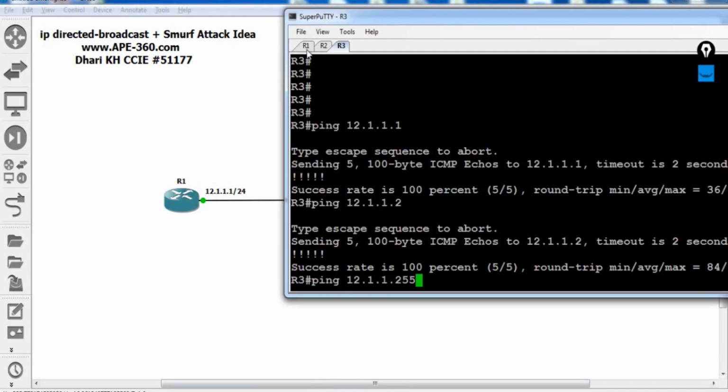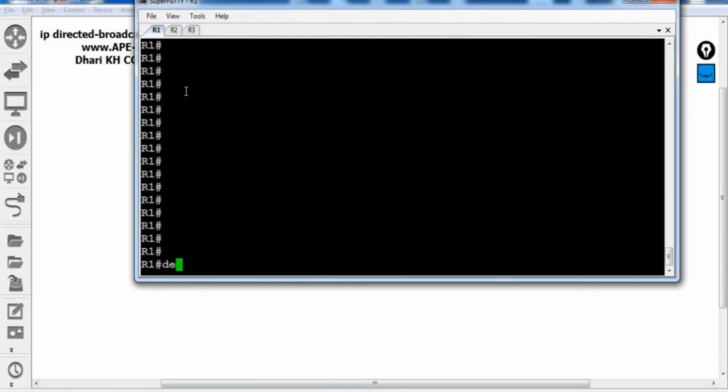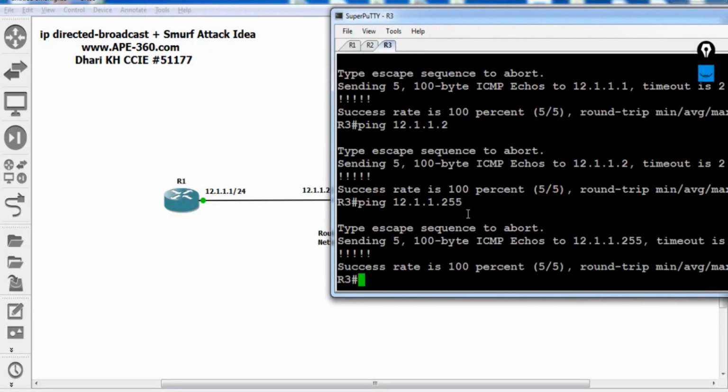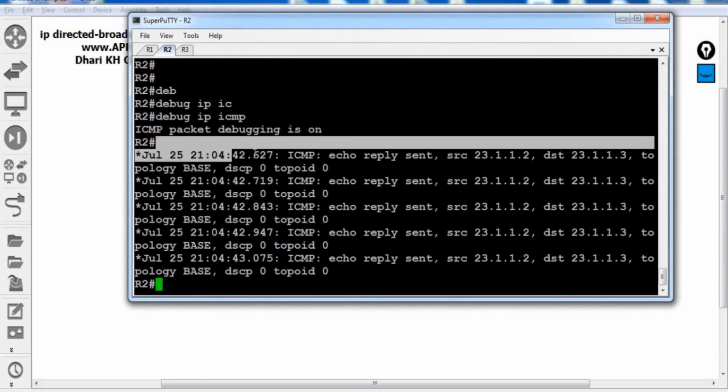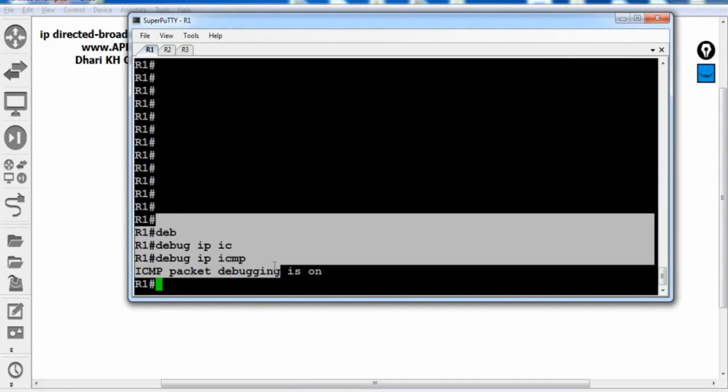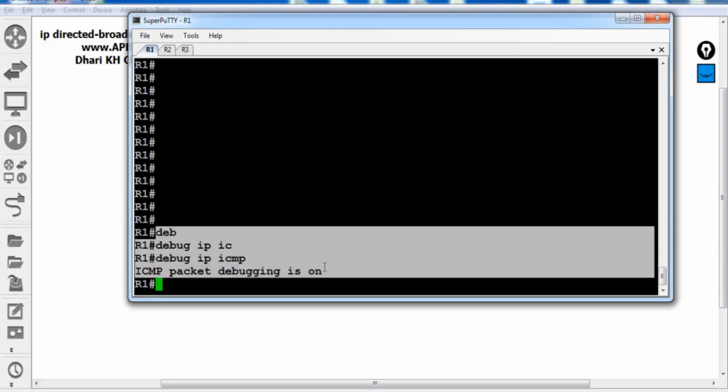In this case we need to turn on debug IP ICMP. So I issue debug IP ICMP on router 1, enter, in order to see which one replies. Then I go to router 3 and apply the broadcast. Now we check router 2. You can see router 2 has a reply, but on router 1 there is no reply. It keeps silent. Why? The request never reached router 1, so of course router 1 doesn't reply and has no need to reply because the request did not reach it.